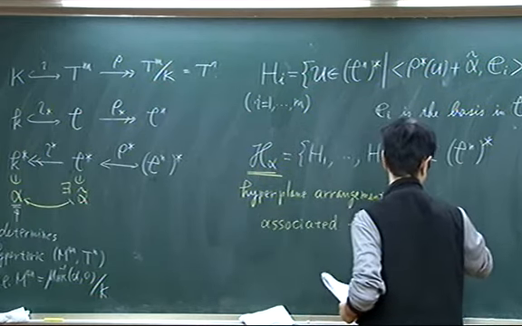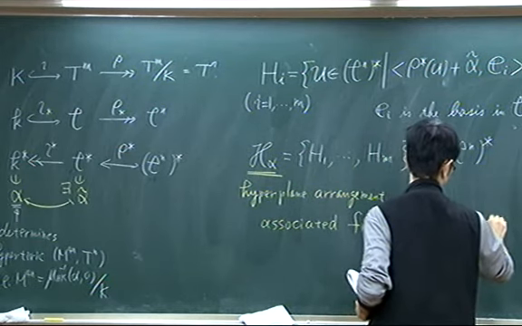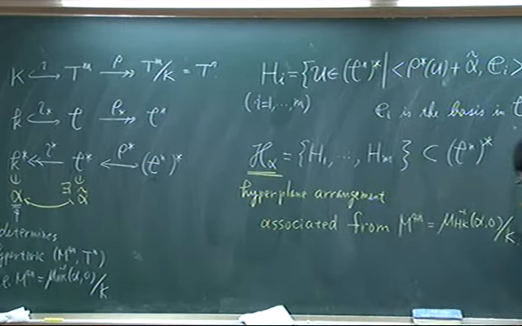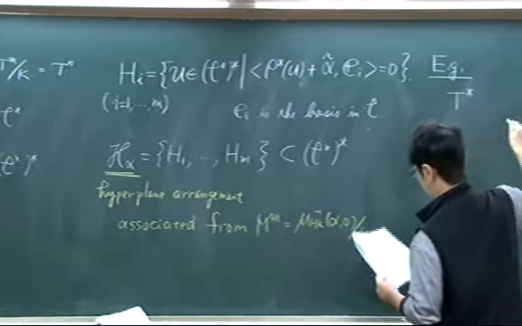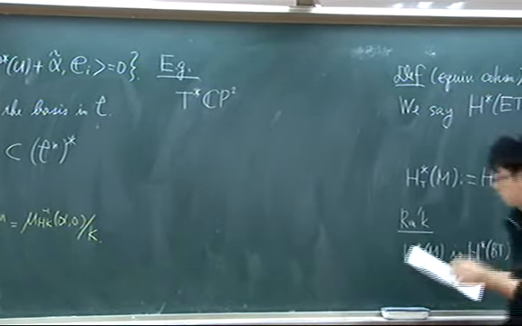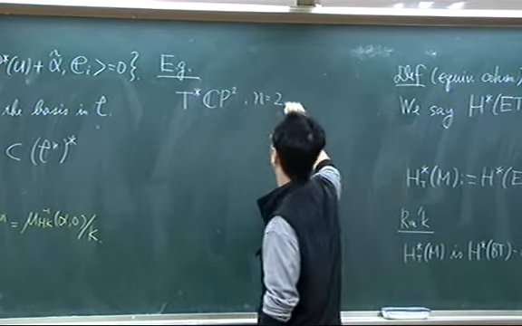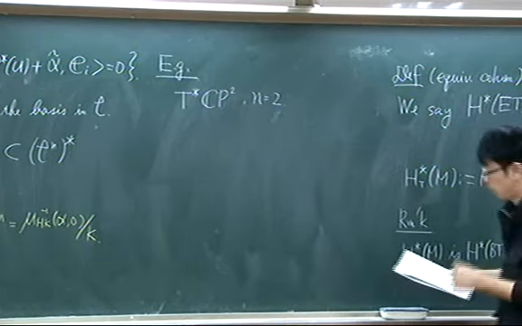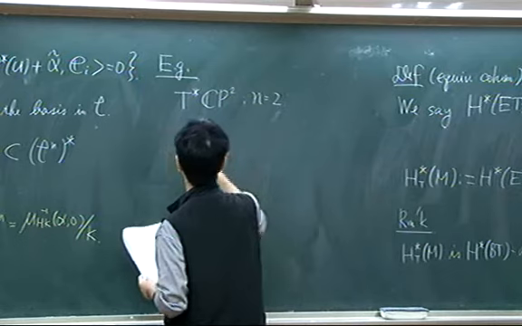And for n, this is hypertoric. And for example, as previously, I gave this example. T star CP^n becomes one of the hypertoric manifolds. And if we take n equal 2, then it is also a hypertoric manifold, a four-dimensional hypertoric manifold.